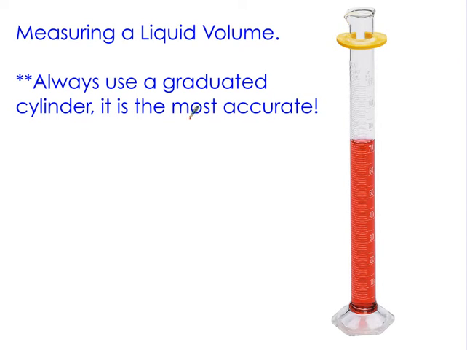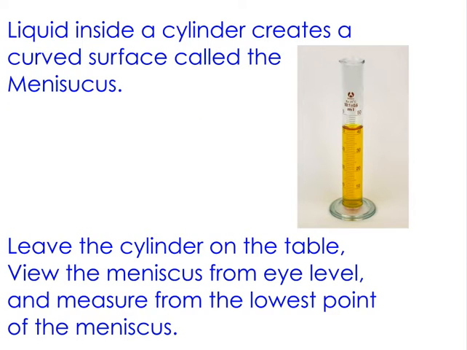So you have a lot of equipment in the lab that has these markings on it that would let you measure a liquid volume. For example, the beakers and the Erlenmeyer flasks are going to have these markings on them. But the cylinder, which is what this guy is, is the most accurate. So anytime you need liquid volume measured, you want to use the graduated cylinder. Okay, so let's get into how to actually measure with it.